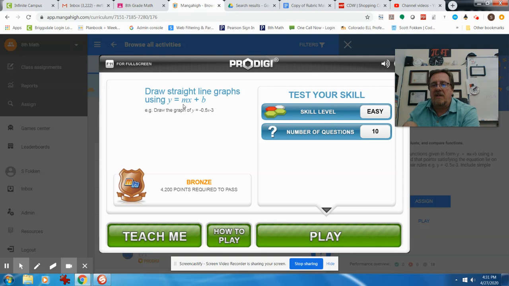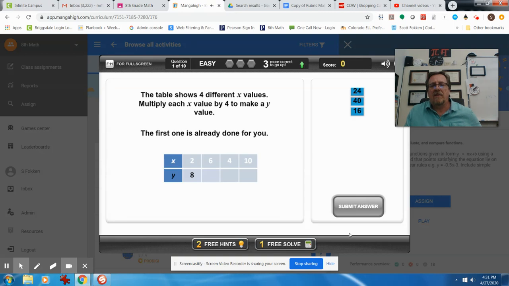So just remember the number that comes in front of the x tells us how steep the line is. It's going to tell us how far to go in the y direction and how far in the x direction to go. And b is going to give us a starting point. It's going to say, hey, this line is going to cross the y-axis at b, the number b. Let's look at how this works.